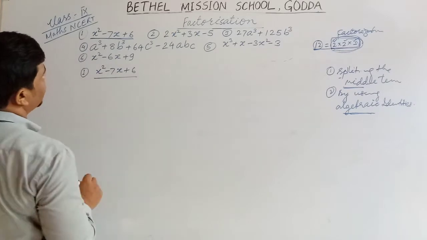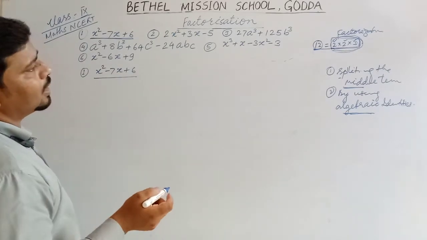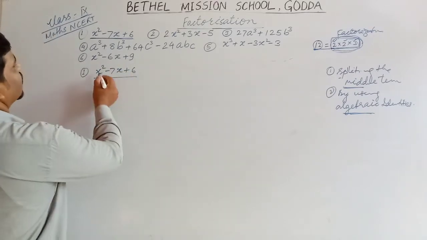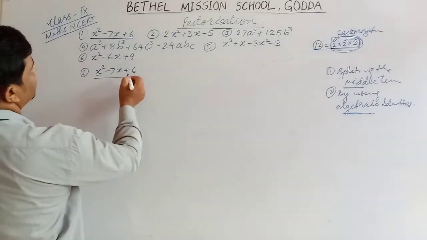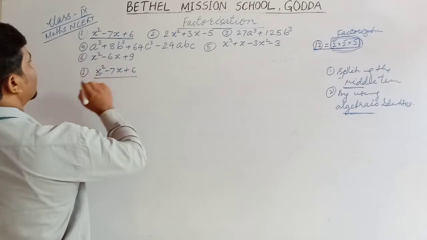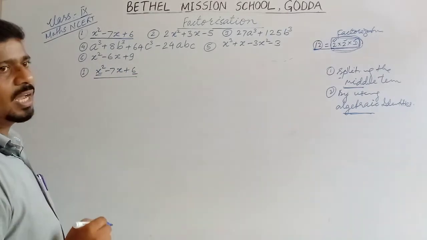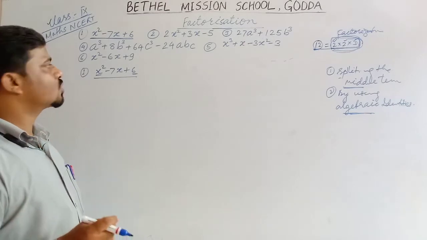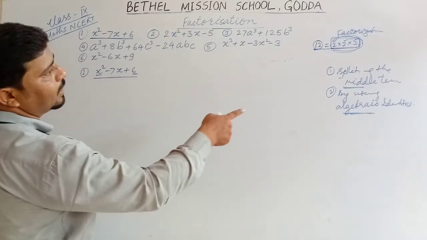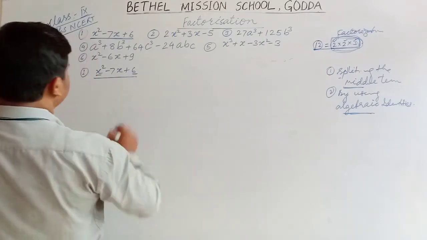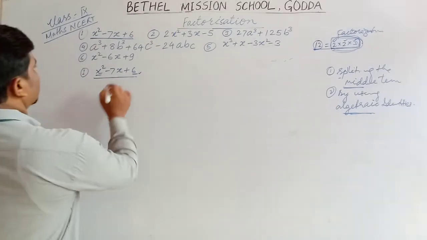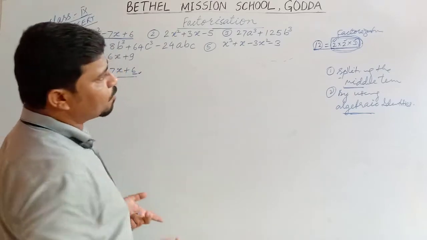See this polynomial. Which property will be easy to apply in this polynomial for the factorization? You see, this is a trinomial, three terms are there. The first term is x square and the third term is 6, and 6 is not a square number. It means it will not be easy to apply an algebraic identity, but it will be easy to apply splitting the middle term.